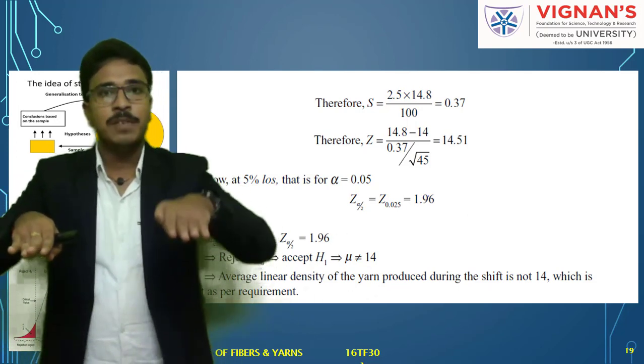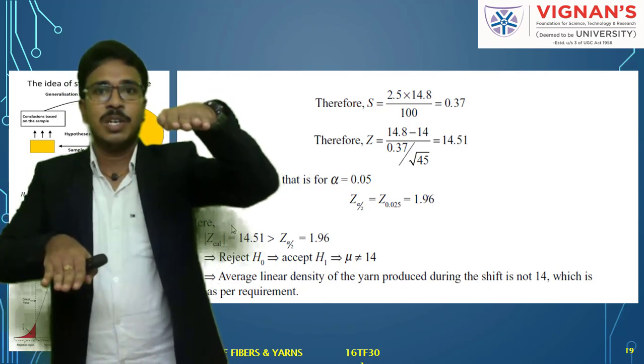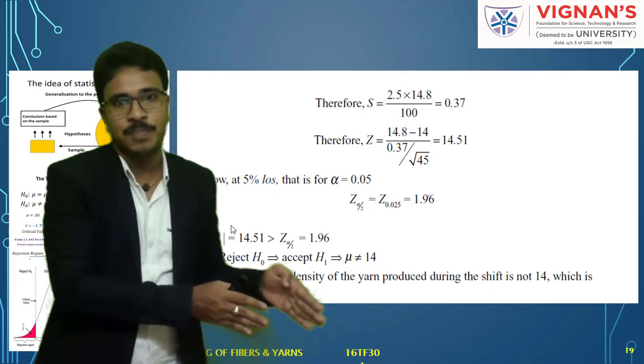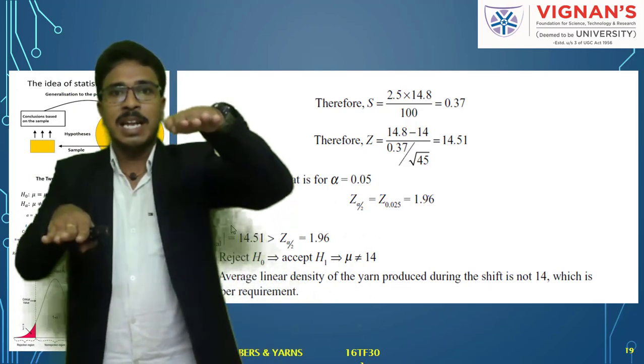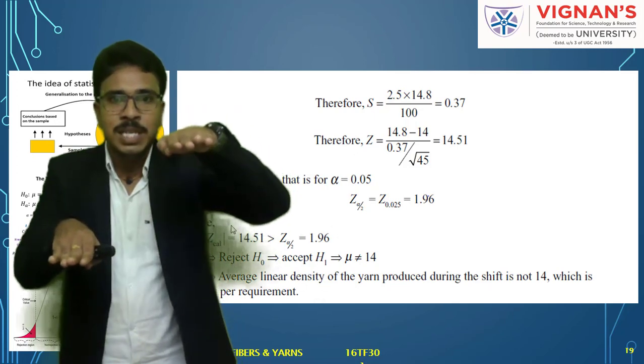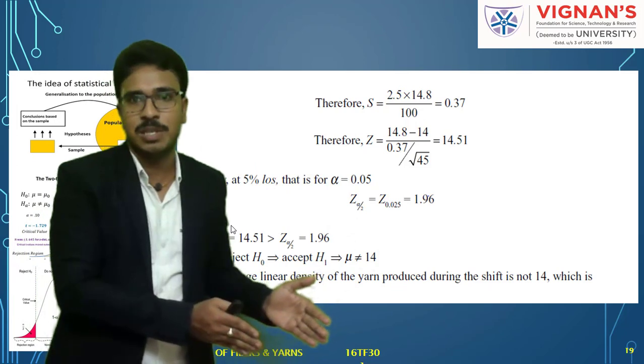For example, if your table value is more and calculated value is less, you are accepting your H naught. For example, the table value is 10, calculated value is 5. So which one is high here? The table value is more. So you are accepting your H naught.